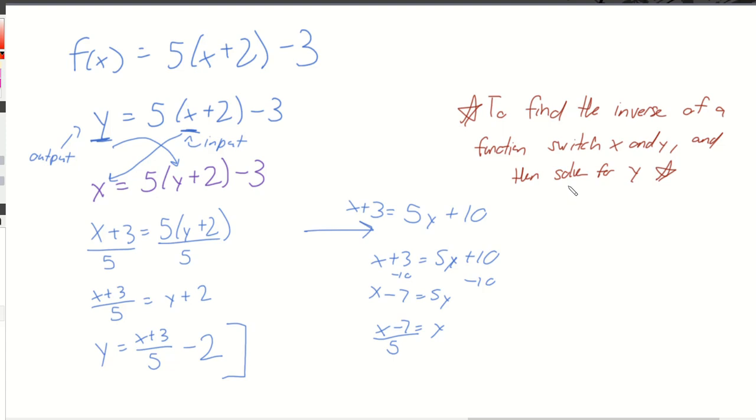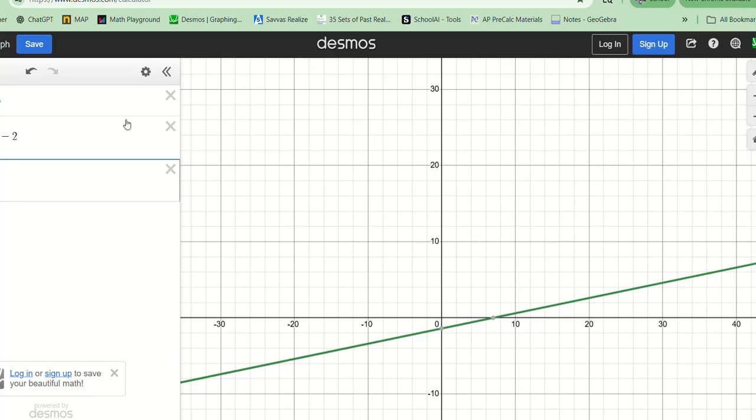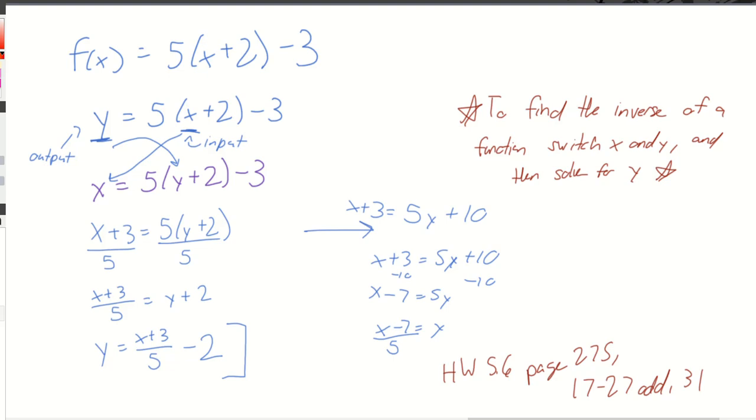And that's the end of class. Oh, you guys want homework? I almost forgot. Homework 5.6. Page 275. 17 through 27 odd. I do a light homework. Only 5 questions. You know what? I'll also add 31. I haven't looked at it in a second. And 31.